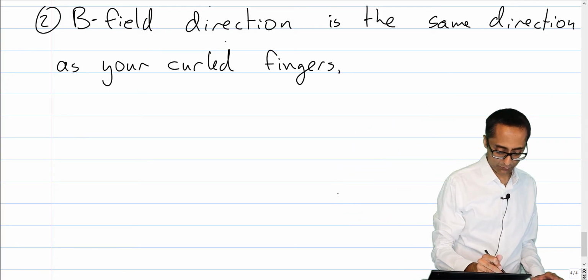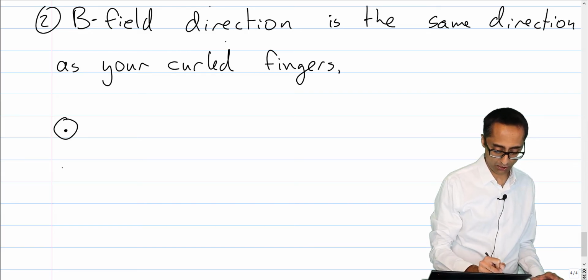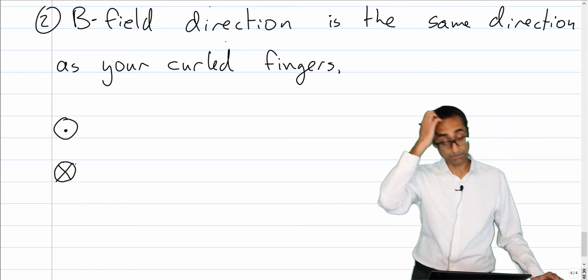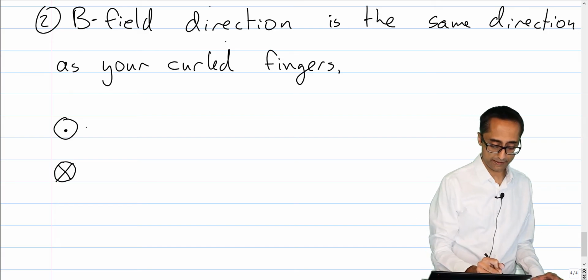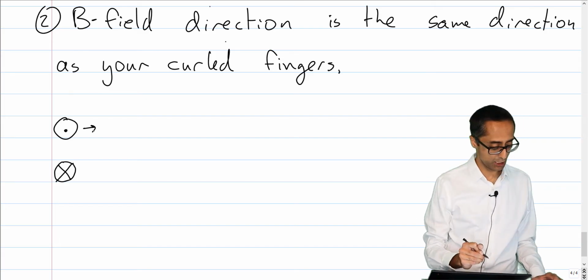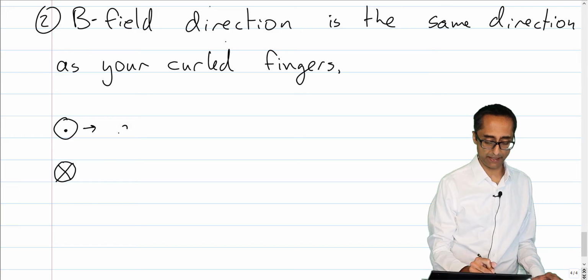And so I'm going to give you these two directions that are commonly used when we're talking about magnetic fields. And the first one there is a circle with a dot in it. That one is just the direction out of the page.